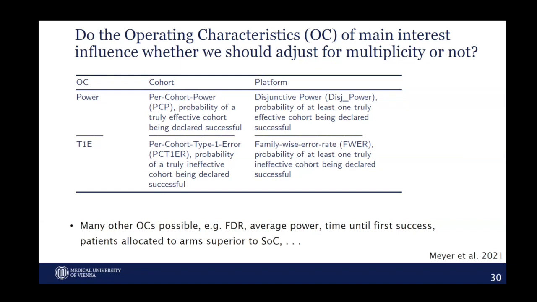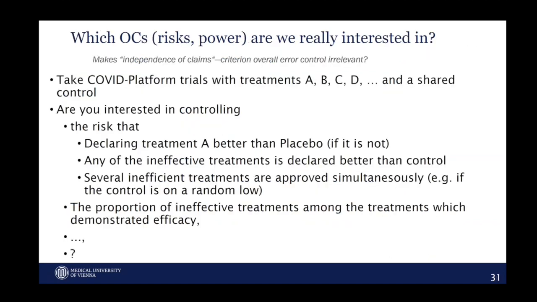Platform trials now give the opportunity to evaluate many other new operating characteristics. You could be interested, for example, in the average power, time until first success, or patients allocated to arms superior to the standard of care. Depending on what your main criterion is, you will end up with a different sample size, and it will also guide you on whether you have to apply multiple testing correction.